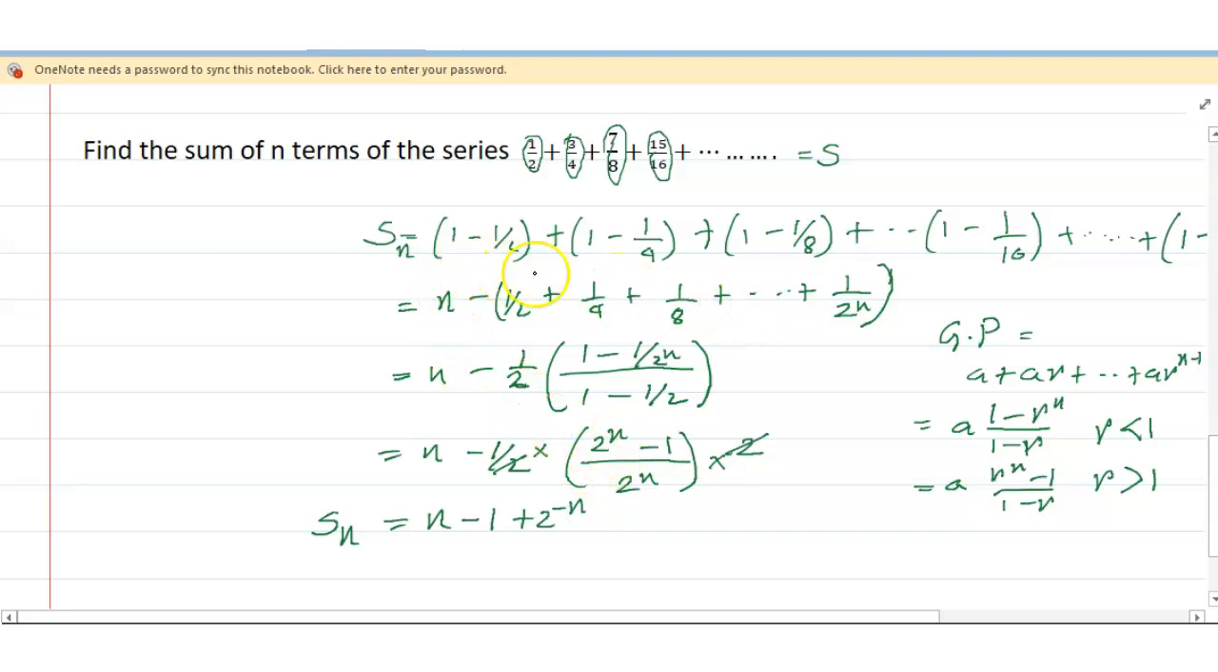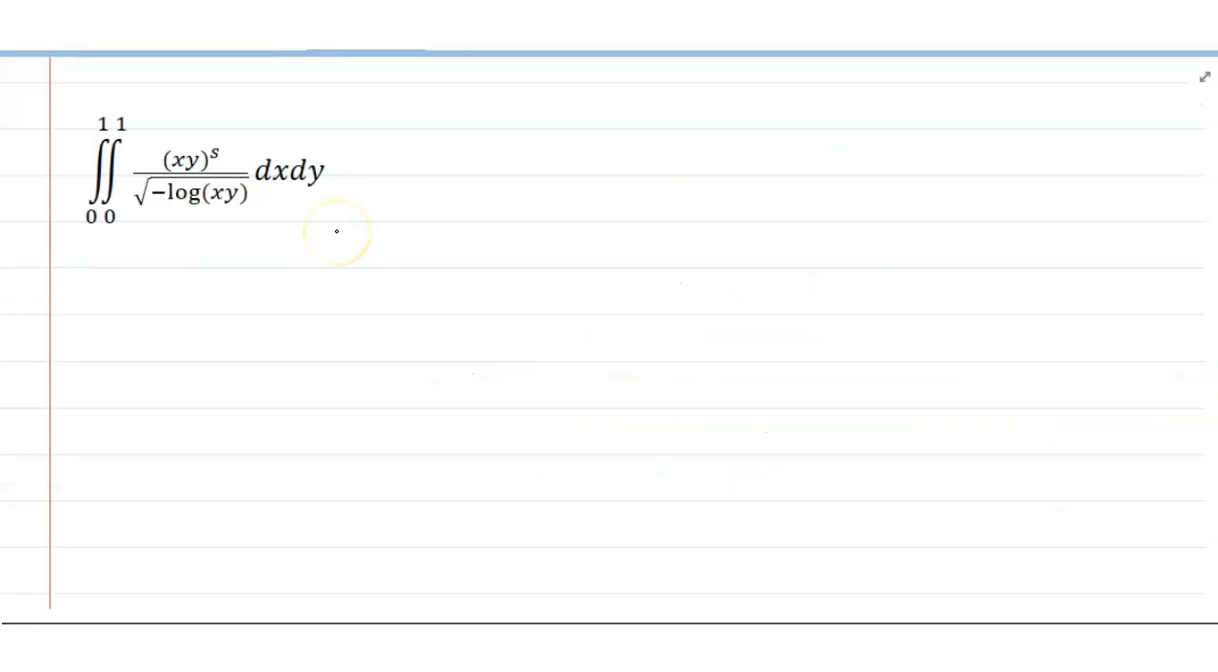This is the formula. I hope you can understand, friends. This problem, these double integrations, this integration is very interesting, friends. So let's start to solve. Solution.